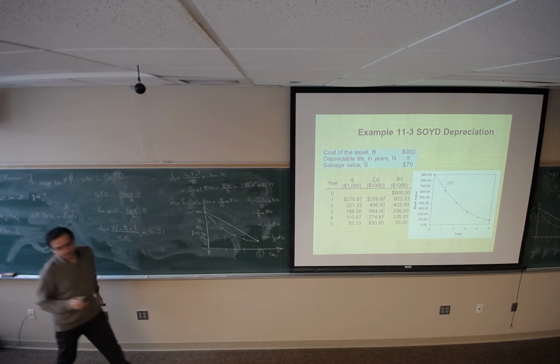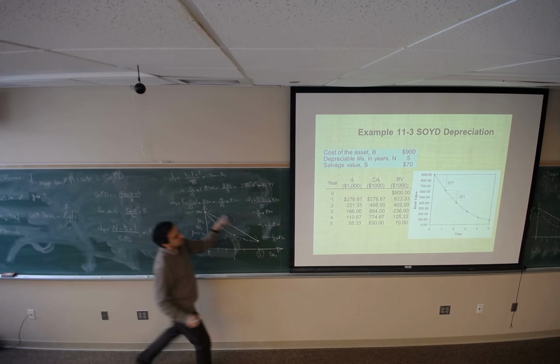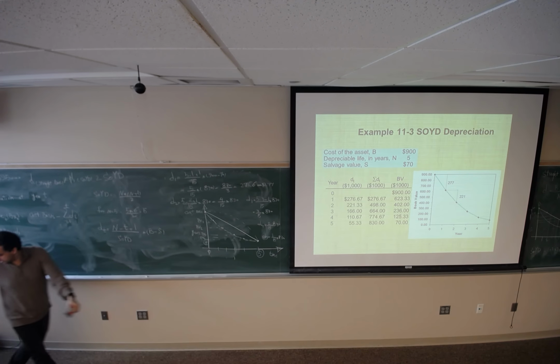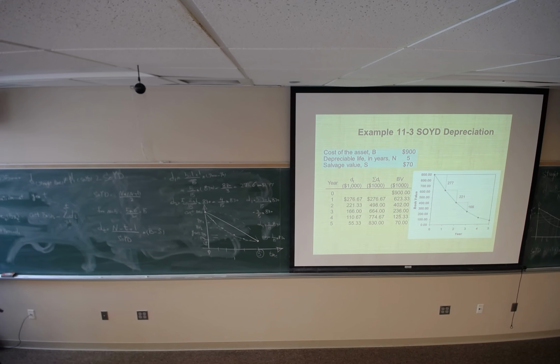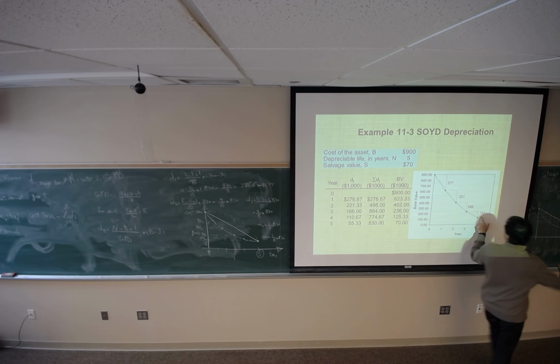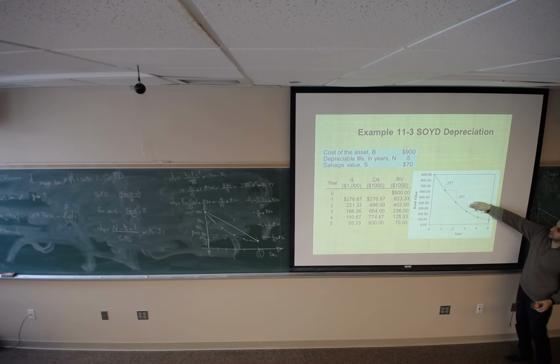Between the second year and first year is going to be 221, which is D2. Between 3 and 2 is 166. Between year 4 and 3 is 111. And between the salvage value and the previous year, which is year 4, is 55, which is D5. D5, D4, D3, D2, D1.